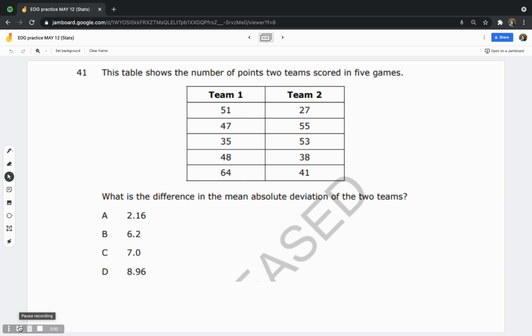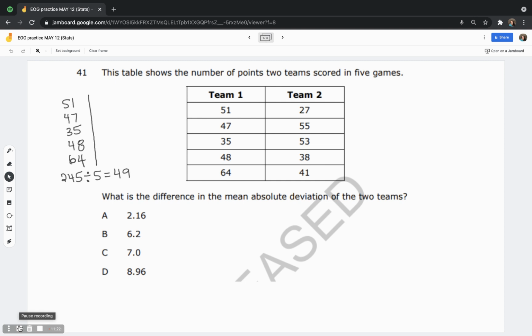All right, number 41 says that we are calculating the mean absolute deviation of the 2 teams. So the first thing I'm going to do is add up those 5 numbers. If I add these up, I'm going to get 245, and then I divide it by 5, and when we do that, we get a mean of 49.